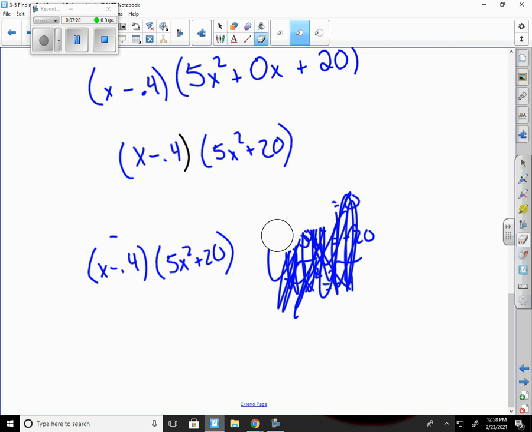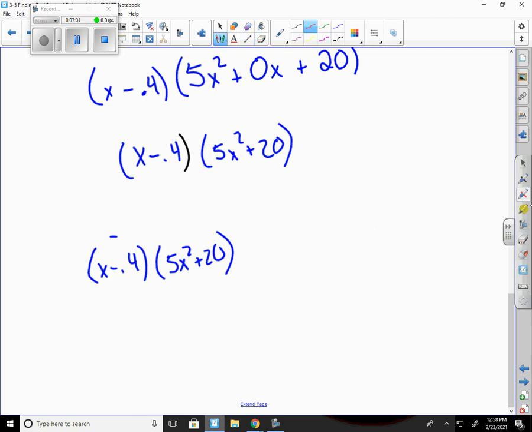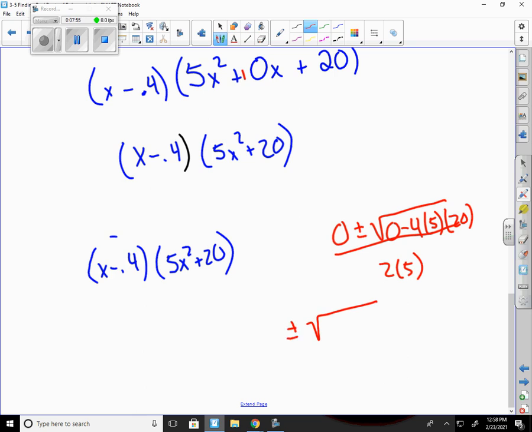If I'd use the quadratic formula for this second part, negative b, there is no b because it was 0. So that would be 0 plus or minus the square root of 0 minus 4ac, that's 5 times 20, all over 2a, would be over 2 times 5. Square root, negative 4 times 5 is negative 20. Negative 20 times 20 is negative 400. I can't take the square root of a negative, so I'm done. This is my only root, and it would be at x equals 0.4.